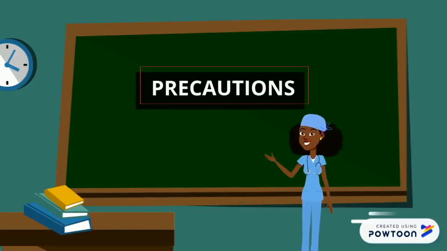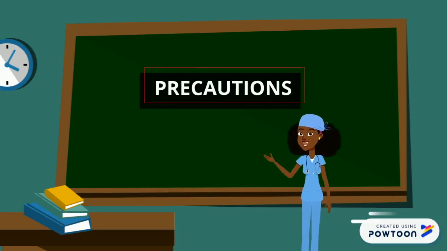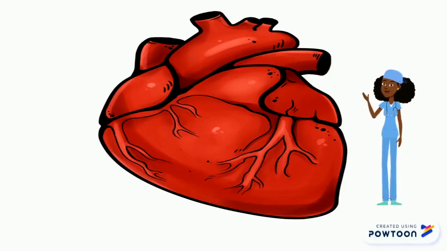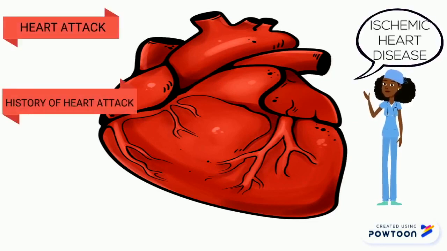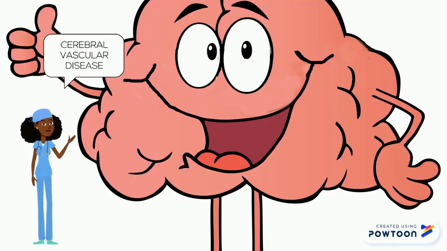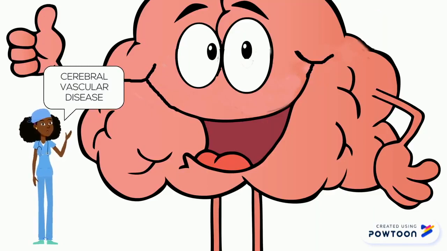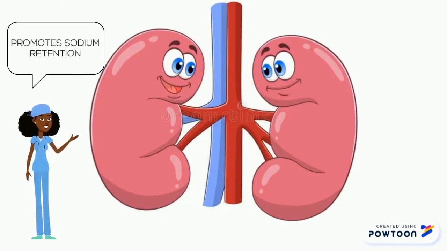Now, there are some precautions that must be taken when this medication is prescribed or even purchased over the counter. So, I'll share some of these precautions with you now. It should be used cautiously in patients who have ischemic heart disease, such as heart attack, a history of heart attack, as well as chest pain, as well as a history of cerebral vascular disease, so this would be a stroke.